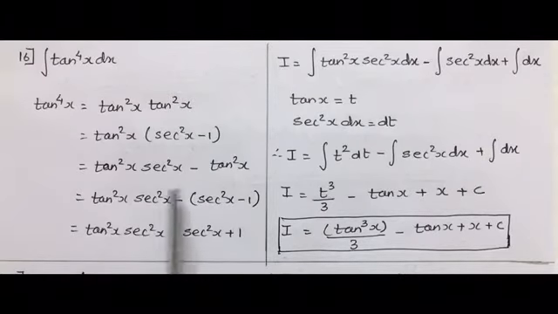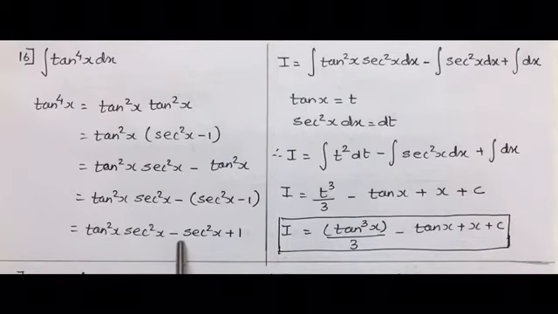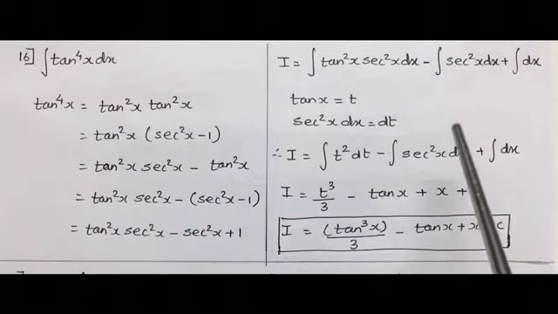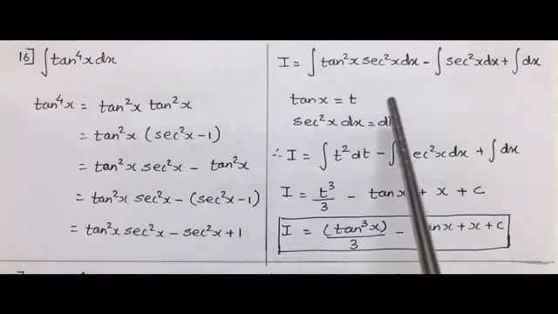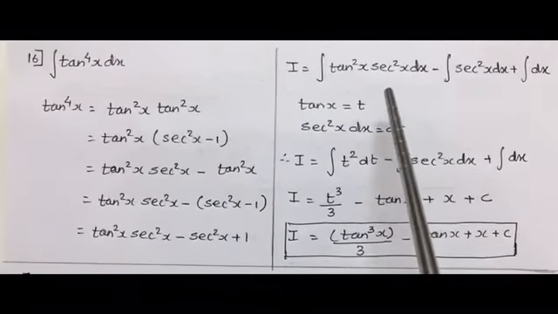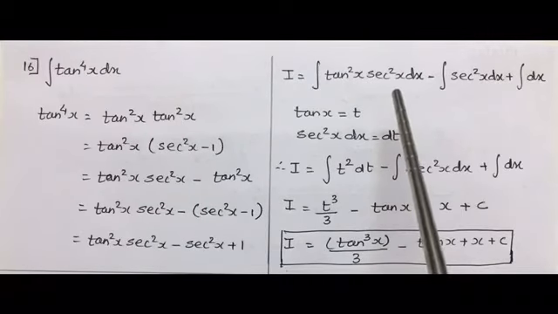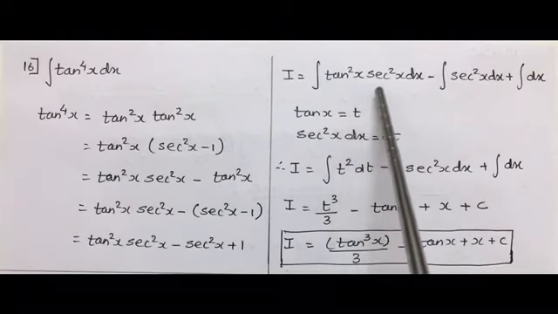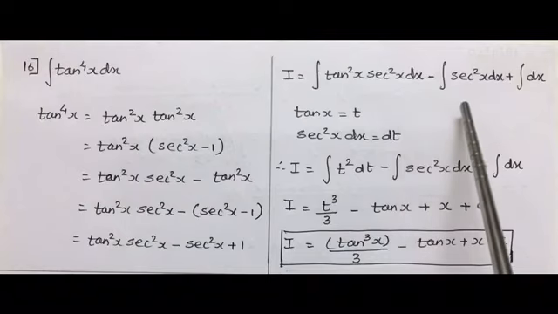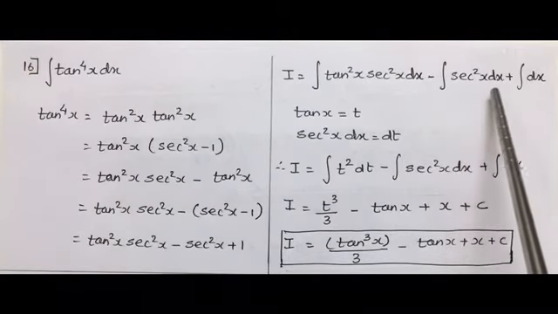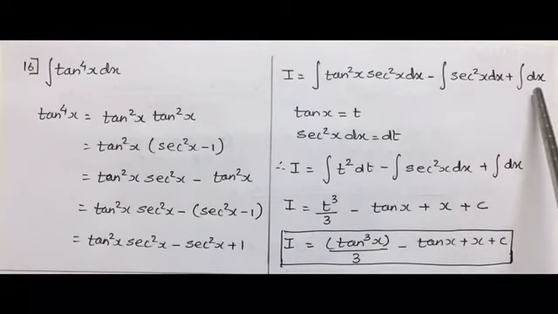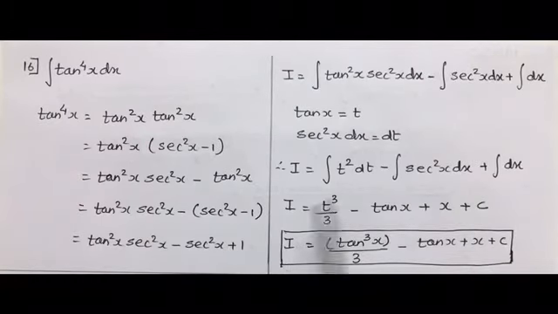Now opening this bracket, we get tan^2 x sec^2 x minus sec^2 x minus minus plus 1. After separating it, taking up the integration, we get here tan^2 x sec^2 x dx minus sec^2 x dx plus integration of only dx, that is 1's integration.